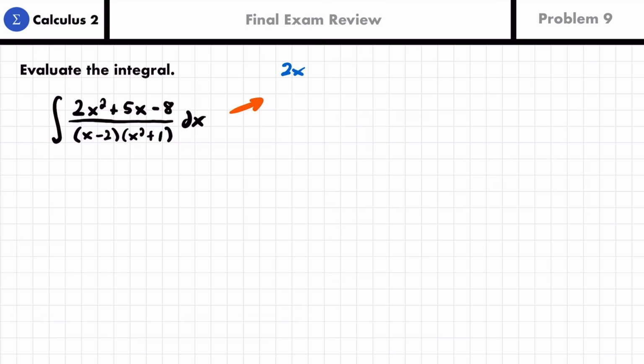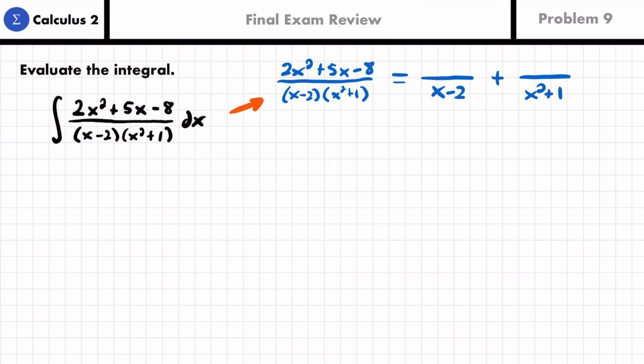We want to break down the fraction 2x squared plus 5x minus 8 divided by x minus 2 times x squared plus 1. And it's going to be broken down into two different fractions. We're going to have a fraction for each of these factors in the denominator. We're going to have one for x minus 2 and another one for x squared plus 1, right? One fraction will have a denominator of x minus 2, and then you'll add that to another fraction whose denominator will be x squared plus 1. The idea here is that this fraction is the result of these two fractions added together when you get a common denominator between them. Okay, but now what goes in the numerator?